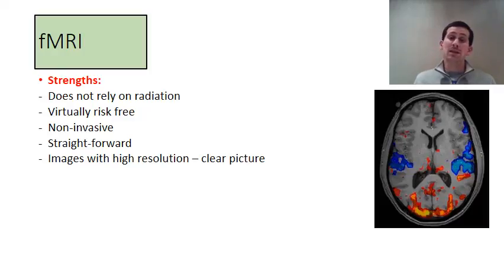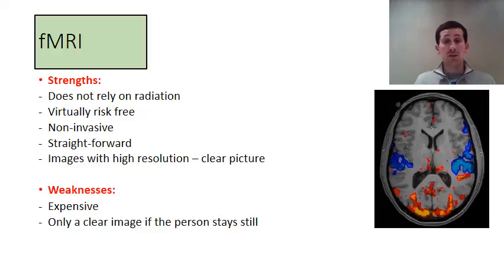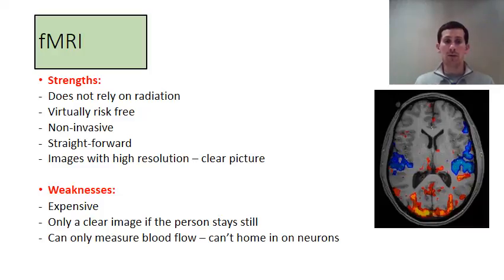The images can be exceptionally clear. That 3D image provides you a very clear image of what's going on in different parts of the brain. But the weakness is that it's very, very expensive to actually run and put someone into an MRI machine. And the image is only clear if someone stays perfectly still. Any movement will completely distort the image on the MRI.